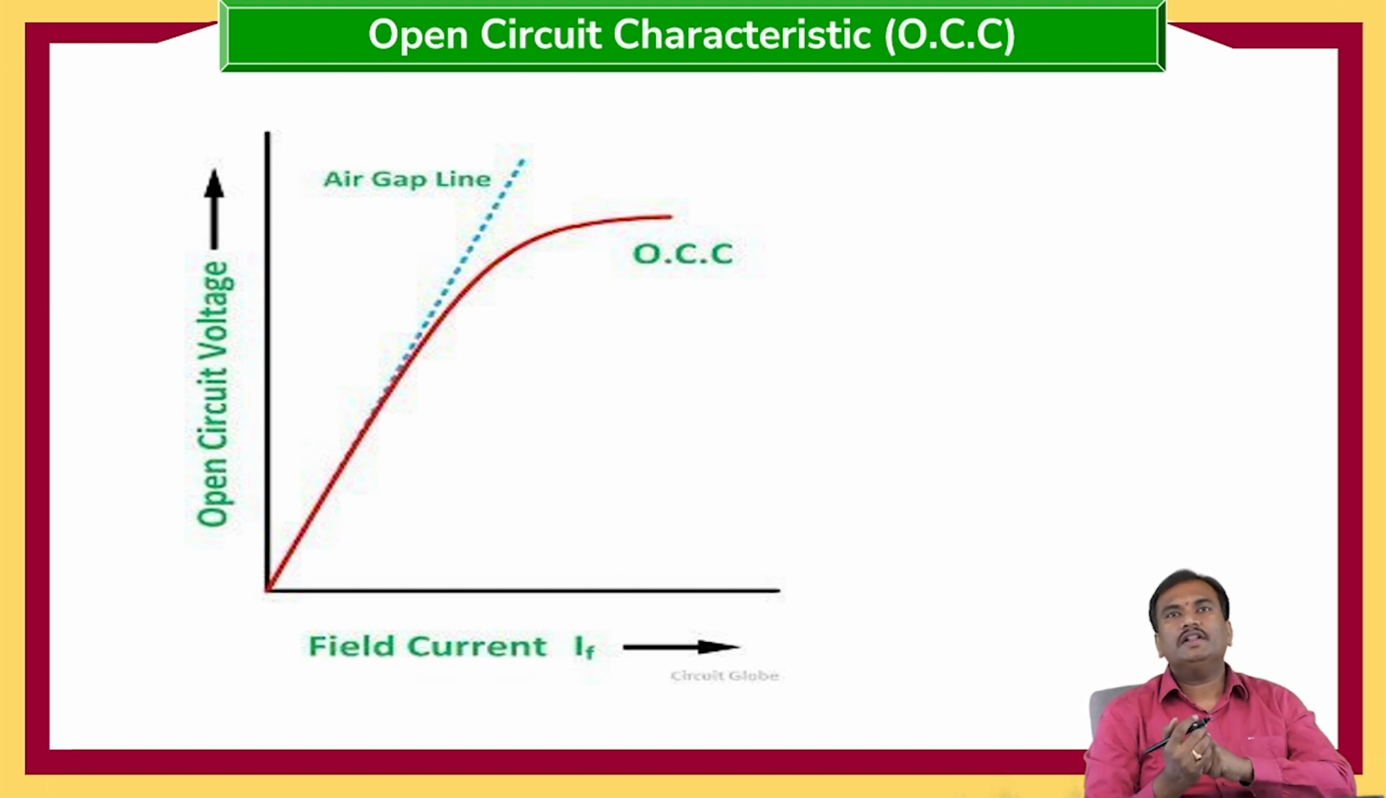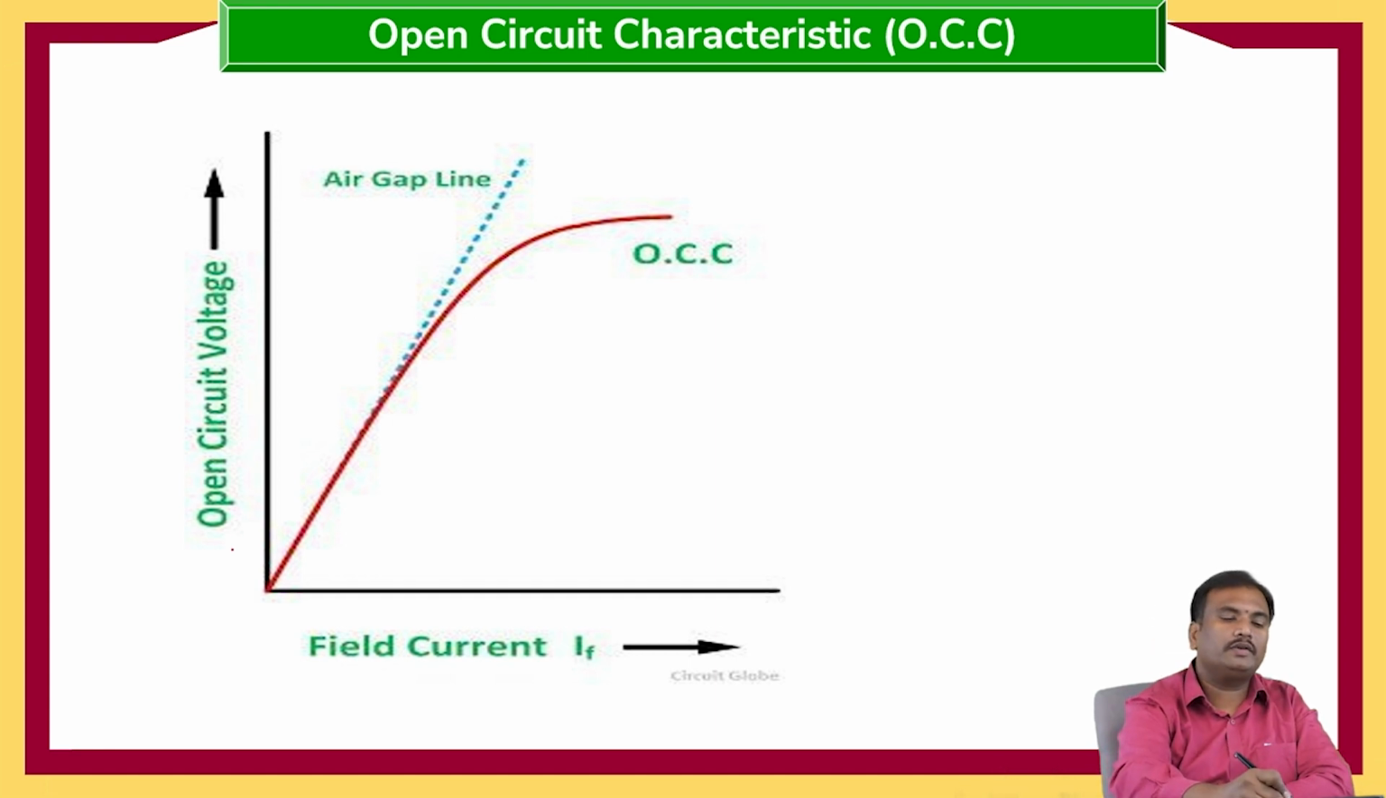What is saturation? Just like for any magnet, even though you increase the flux, its properties will never change. The magnetic flux density will never change because it has reached the maximum value of flux density. At that condition, even though there is an increase in the flux, there is no increase in the voltage. That is called the saturation effect.